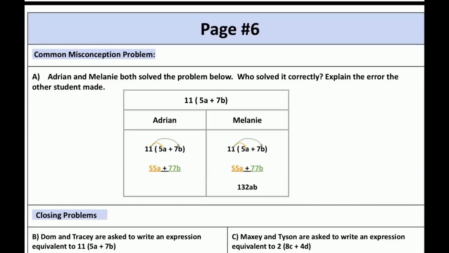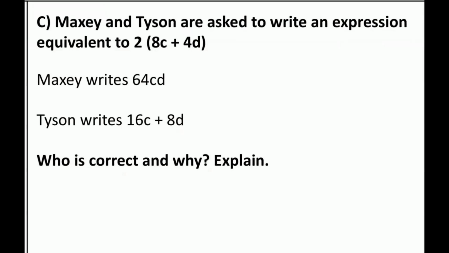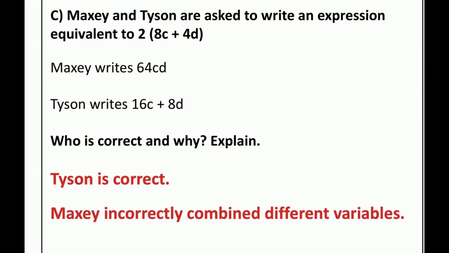We won't go over A and B, but let's take a look at C. Maxie and Tyson are asked to write an expression equivalent to 2 times 8C plus 4D. Who is correct and why? Tyson is correct. Maxie incorrectly combined variables. Remember, this is the most common mistake I see. When we do 2 times 8C, we get 16C, and 2 times 4D is 8D.